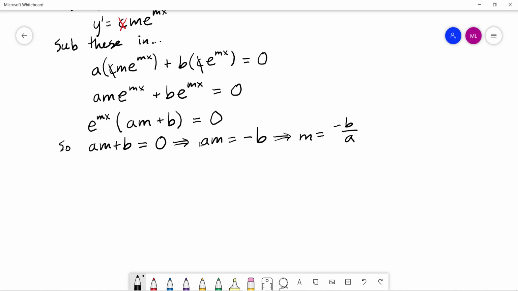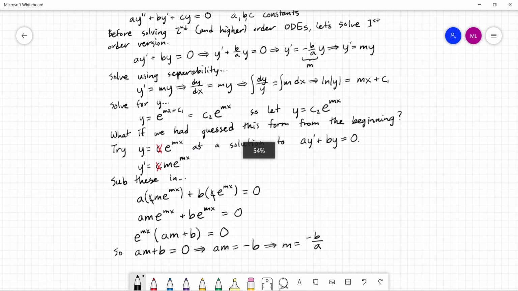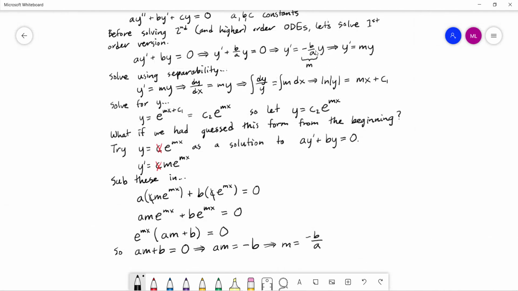Incidentally, this value of m is the exact value that we used in our substitution back when we solved this using separability. So it makes sense we should get the same result. But what I'm suggesting is, if we had just tried a generic e to the mx and plugged it in, we can actually go through some algebra to figure out what is the appropriate value of m that satisfies the equation.